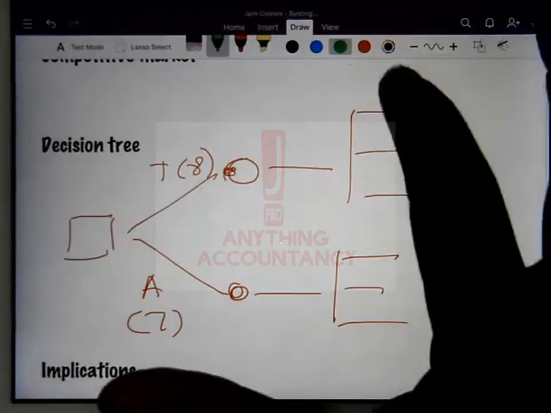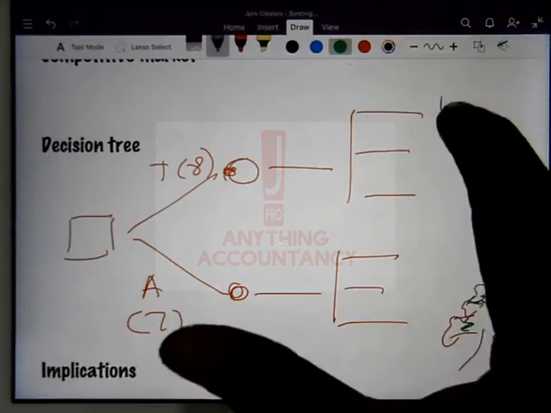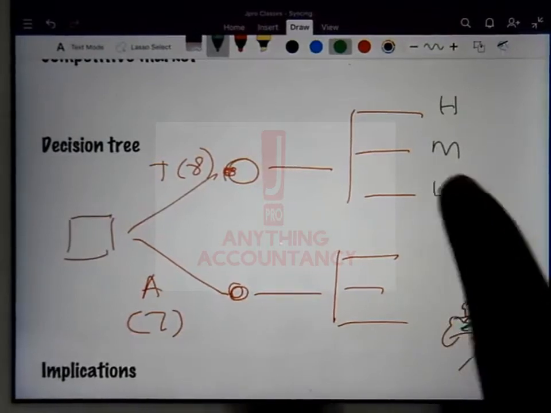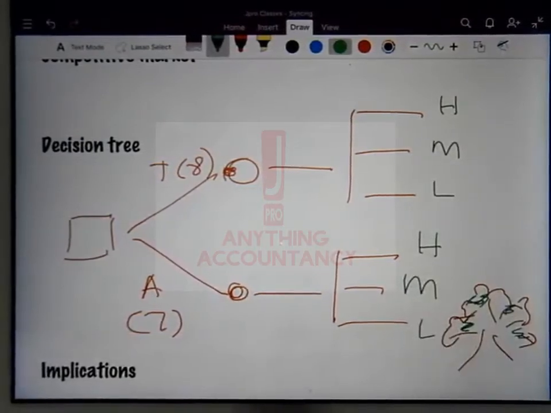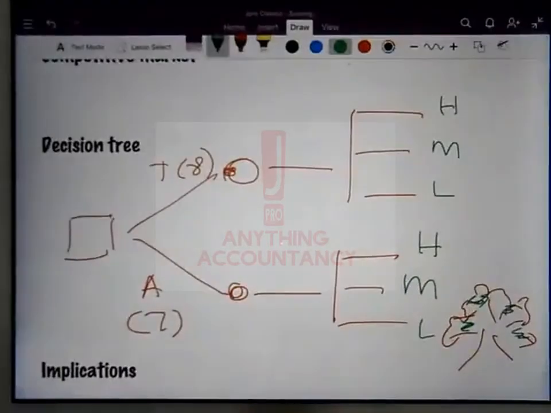Right. Then you got the probabilities. Just load the probabilities in. You got high demand, moderate demand, and low demand. High demand, moderate demand, low demand. Got it? Yes, no? Did they give you the probabilities for this? Well, they've given you the high demand and the low demand and the demand for everything here. You should be able to get this one.